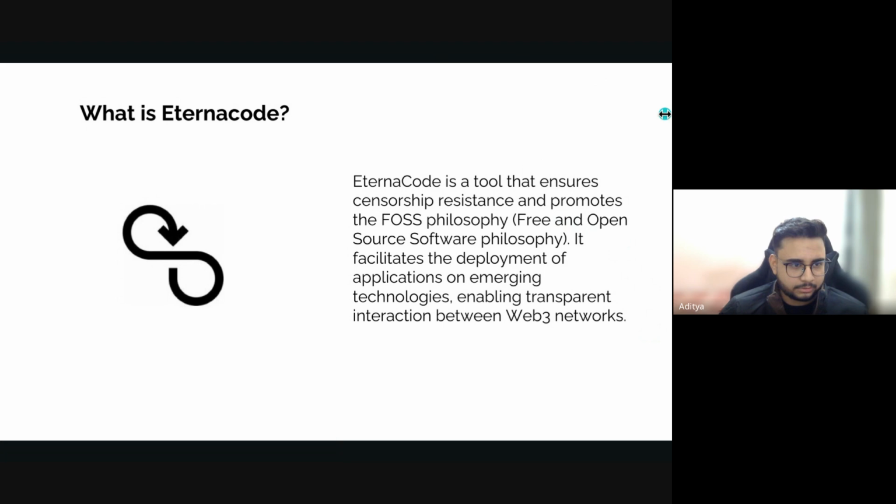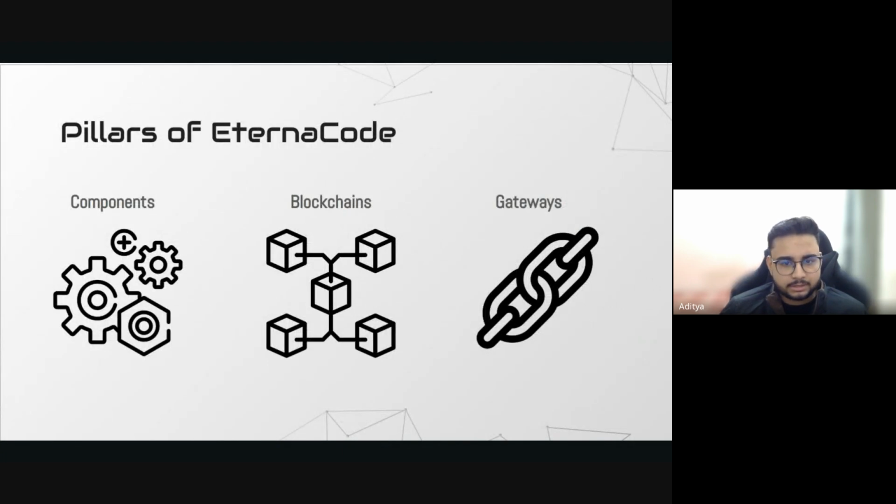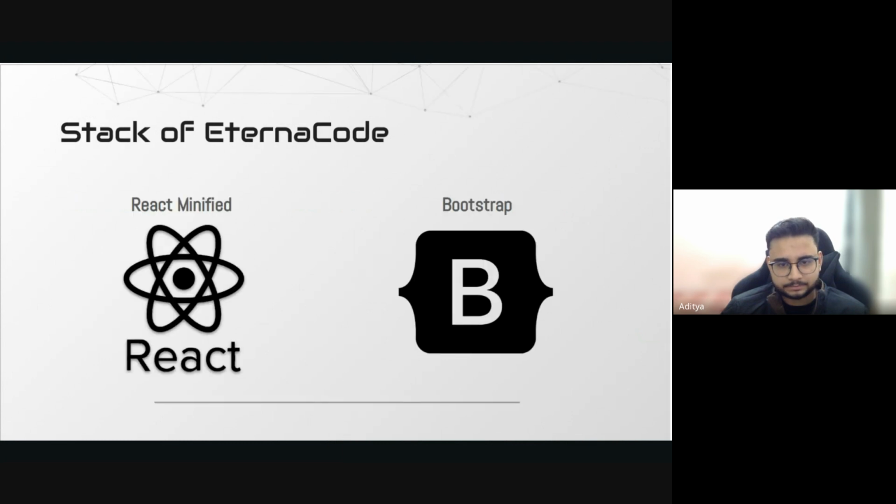So this is also the second one. So near.org, just like Luis told us, is a tool that ensures censorship resistance and promotes the free and open source software philosophy. We want open source software so that it is more accessible to people. It facilitates the development of applications, emerging technologies, and transparent integration in Web3 networks. The pillars are components, blockchains, and gateways. The tech stack is simple, refined, and one of the best: React and Bootstrap.